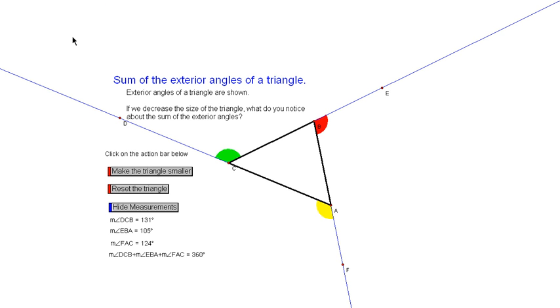Hi, this is Mr. Cardoso, and in this video we are going to look at angle relationships. Okay, so let's look at the exterior angles of a triangle.